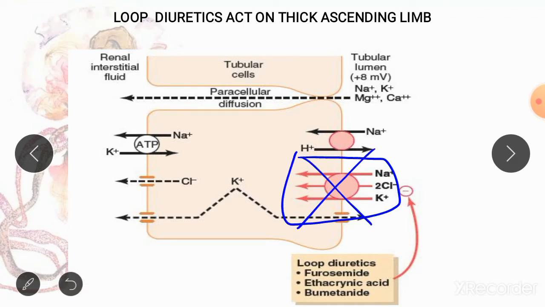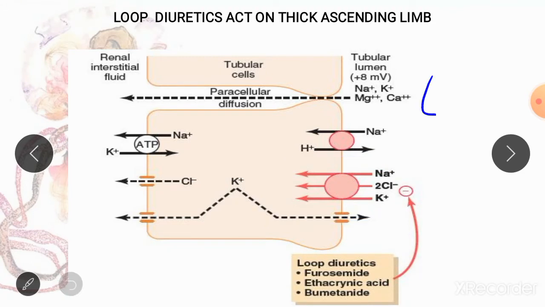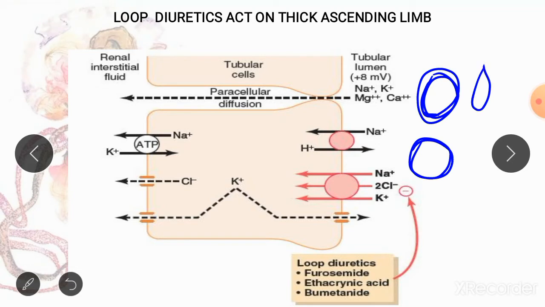Now no sodium is being transported from the lumen into the cell and on to the peritubular capillaries, and sodium, chloride and potassium are going to remain within the lumen, and it is not going to be reabsorbed.